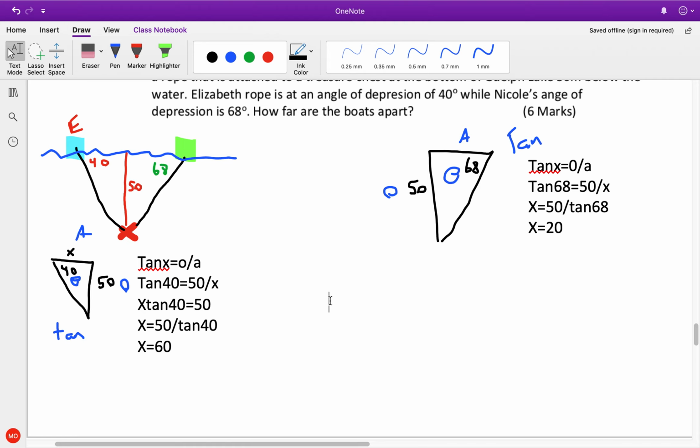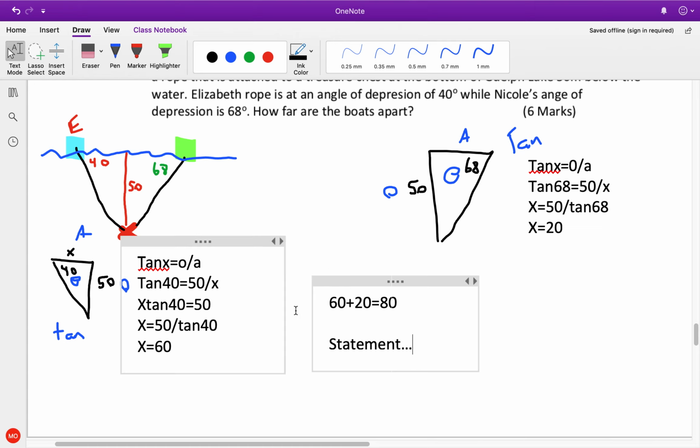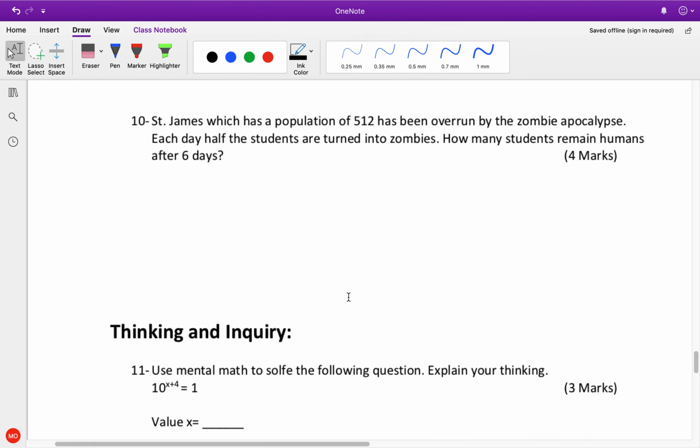So how far are they apart? Well, it's 60 plus 20 equals 80. And then we have a nice statement: therefore, the boats are 80 meters apart.